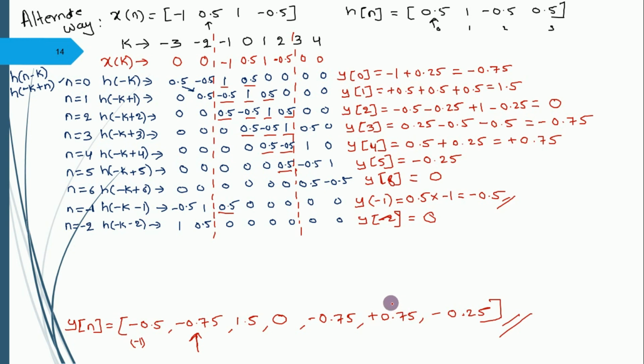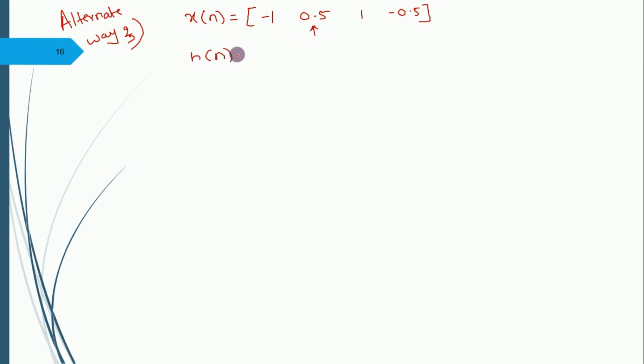Okay, so there is one more way of solving it. That way I'll show it here. Alternate way number 2. So I write x value minus 1, 0.5, 1, minus 0.5. Here is a 0 index. H of n is 0.5, 1, minus 0.5, 0.5. Here's a 0 index. So what you're supposed to do is quite simple.